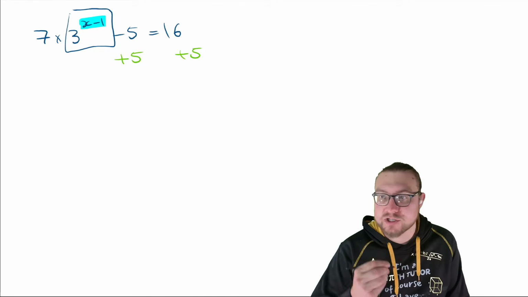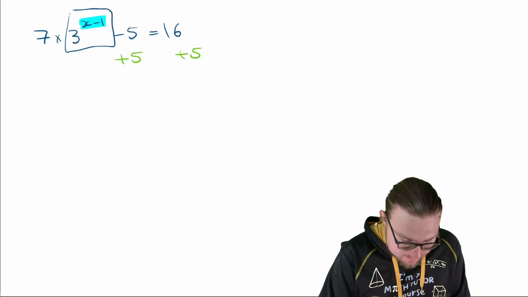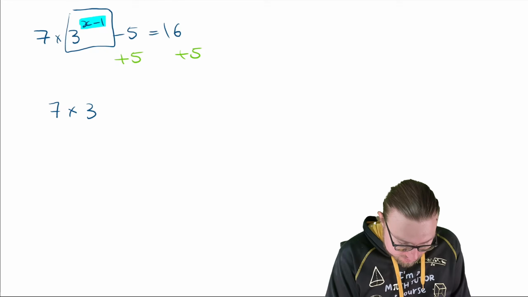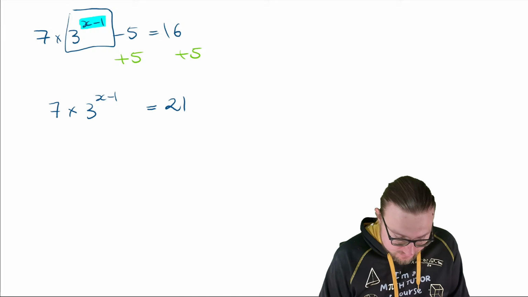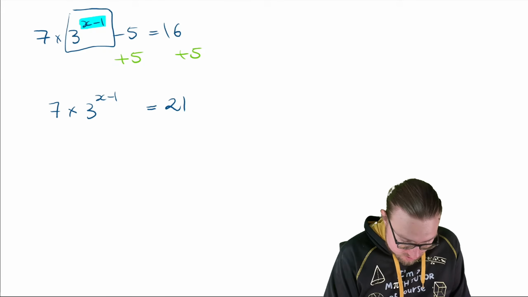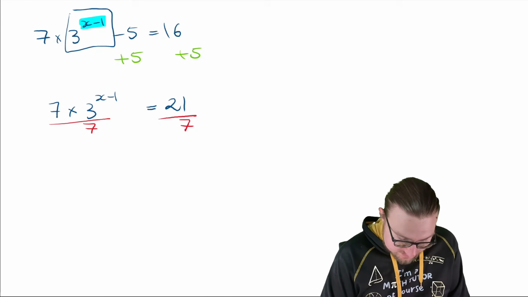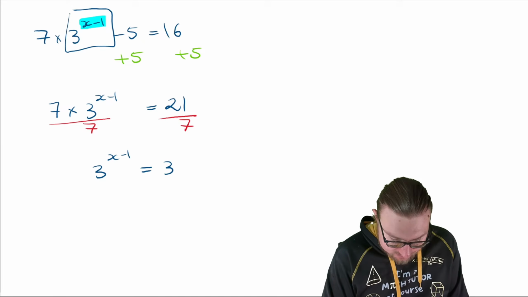But remember, when we're solving, we're using BEDMAS backwards. So we first have to do plus and minus. So we're going to get 7 times 3 to the x minus 1 is equal to 21. And now we're going to divide both sides by 7 to get rid of the 7. So we're going to get 3 to the x minus 1 is equal to 3.